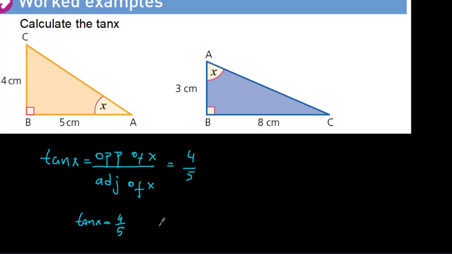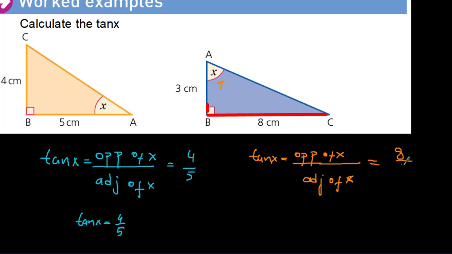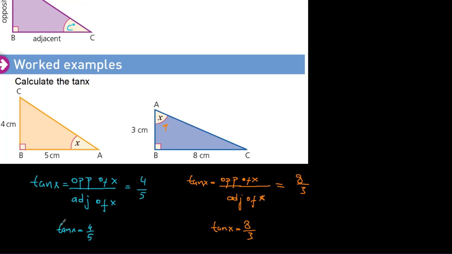If I solve the second question here, for this angle we are talking about, tangent x is the opposite of x divided by the adjacent of x, then it should be 8 over 3. So tangent x is equal to 8 over 3.